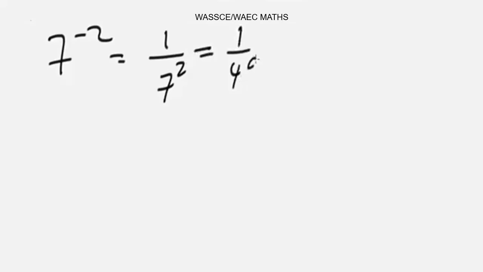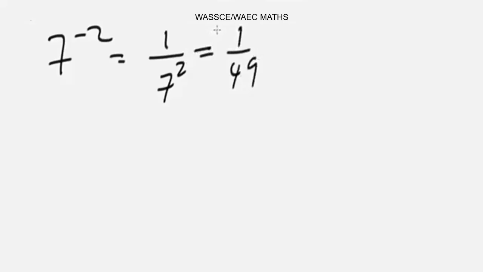We are given something like 7 to the power negative 2. Now, when you have something like this, all you have to do first is to turn it upside down. 7 to the power negative 2 is the same thing as 1 over 7 to the power 2. So that's basically what it means. If we simplify this further, we're going to have 1 over 49.